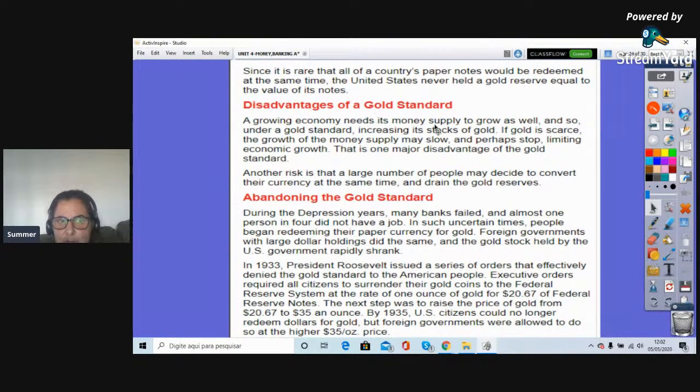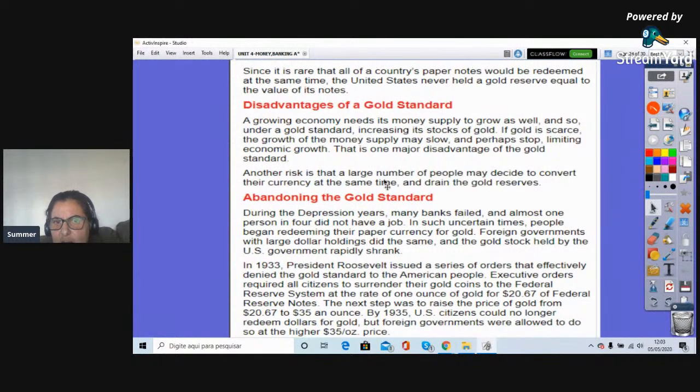Disadvantages of a gold standard. A growing economy needs its money supply to grow as well. And so, under a gold standard, increasing its stocks of gold, if gold is scarce, the growth of the money supply may slow and perhaps stop, limiting economic growth. This is one major disadvantage of the gold standard.